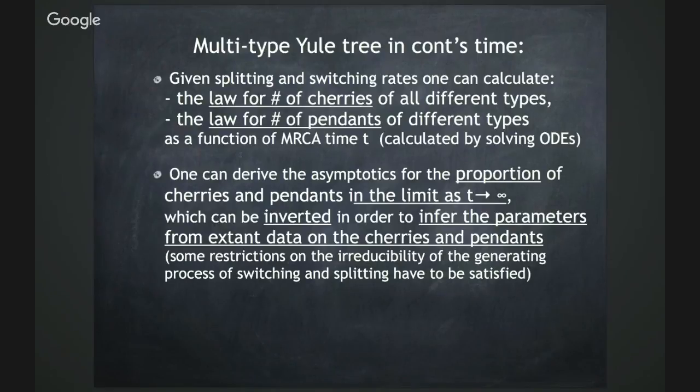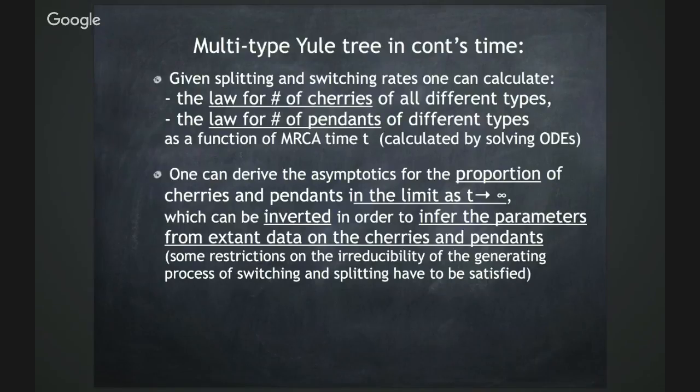But one can again derive the asymptotics, where this time is the time from the origin. If this time is quite long, it no longer depends on the number of extant species, but on the time since the original ancestor. If that time since the original ancestor is large, then one gets a set of formulas that one can invert, so as to infer the parameters from the number of cherries and pendants at the present time.